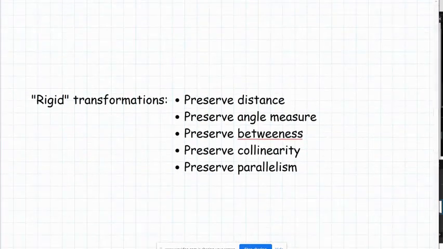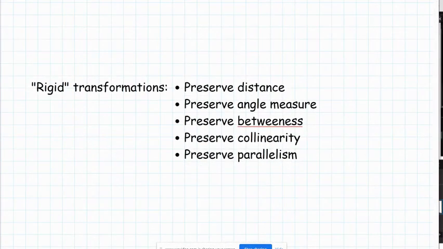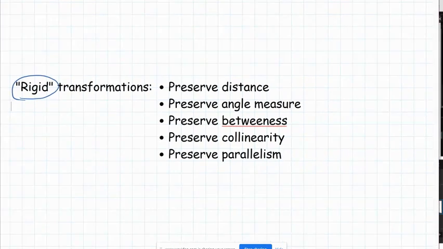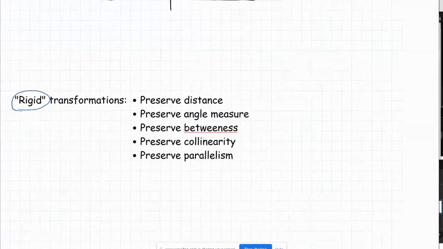And so what we want to do is classify our transformations. When a transformation is rigid, then that means it preserves distance, preserves angle measure, preserves betweenness, preserves collinearity, and preserves parallelism. Okay, so let me just go through each of those together.